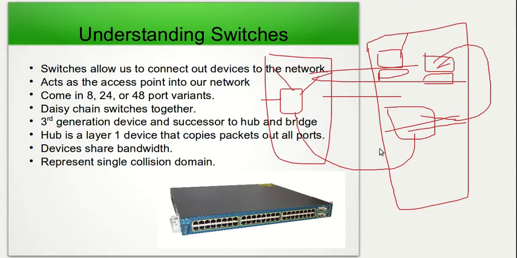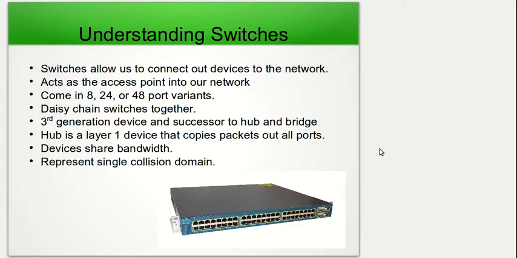Now the cable which connects our device to a port on the switch is called an Ethernet cable. Switches themselves come in 8, 24 or 48 port variants, and that just defines how many ports are available on that switch and how many devices we can have connecting to that switch at one time. If we're running out of ports, we just add in another switch, like in this example, and connect devices to that new switch. The switch itself is a third generation device. It's the successor to the hub and the bridge.